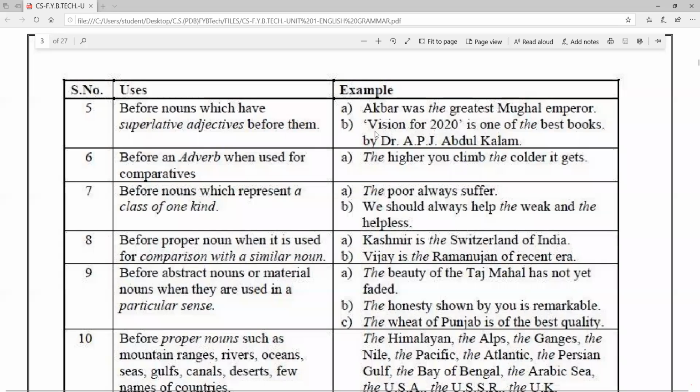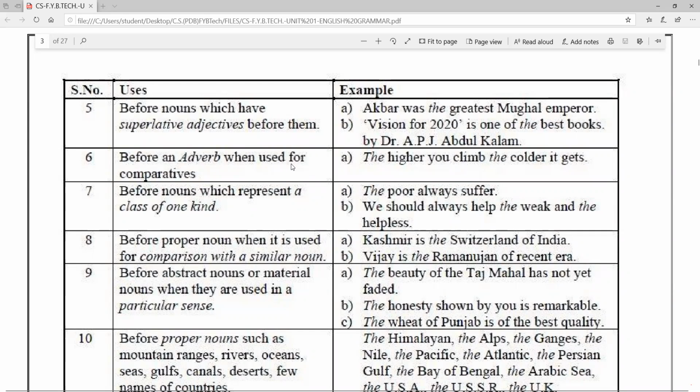Then the second example: Vision for 2020 is one of the best books by Dr. APJ Abdul Kalam. See this one. So here best is the superlative adjective used in this example, and before this superlative adjective we have to use the as an article. Vision for 2020 is one of the best books by Dr. APJ Abdul Kalam. So this is the second example. Let's see the other use.